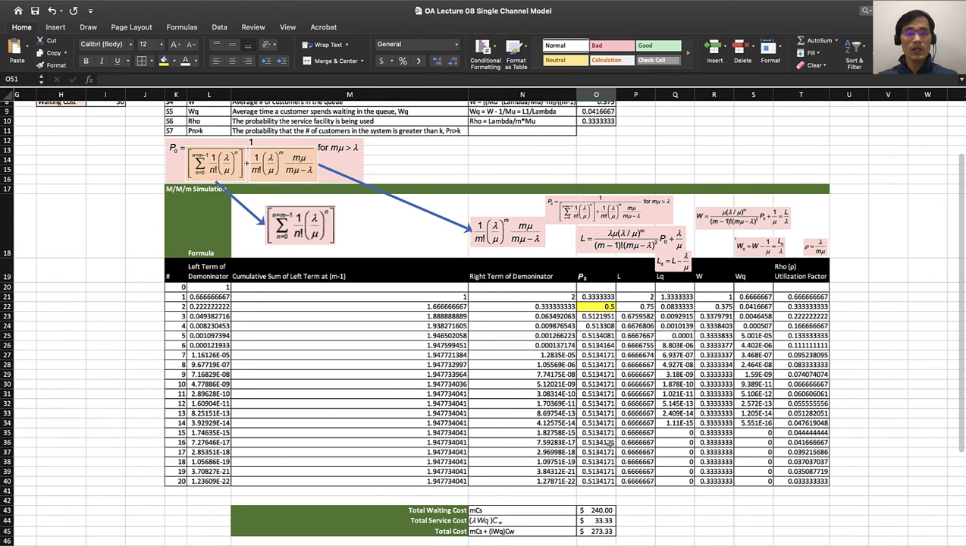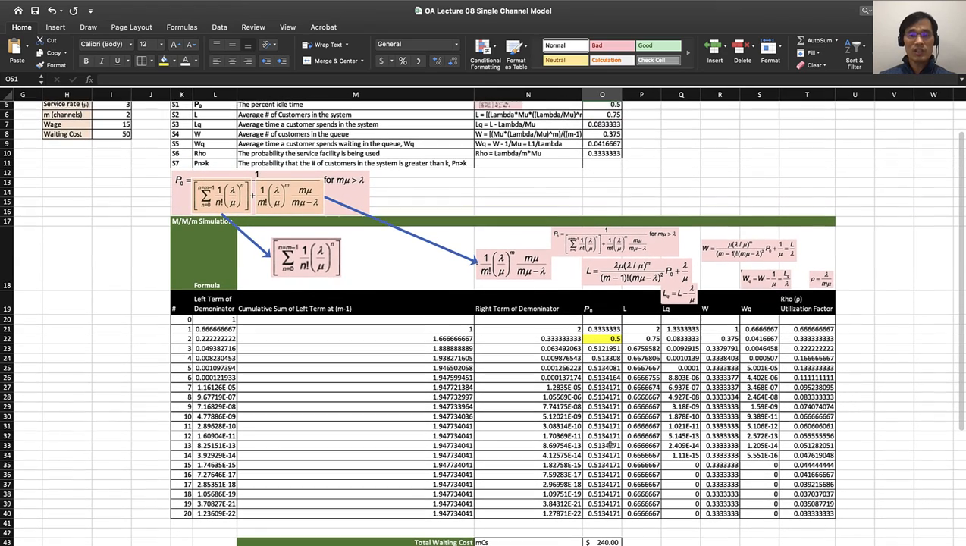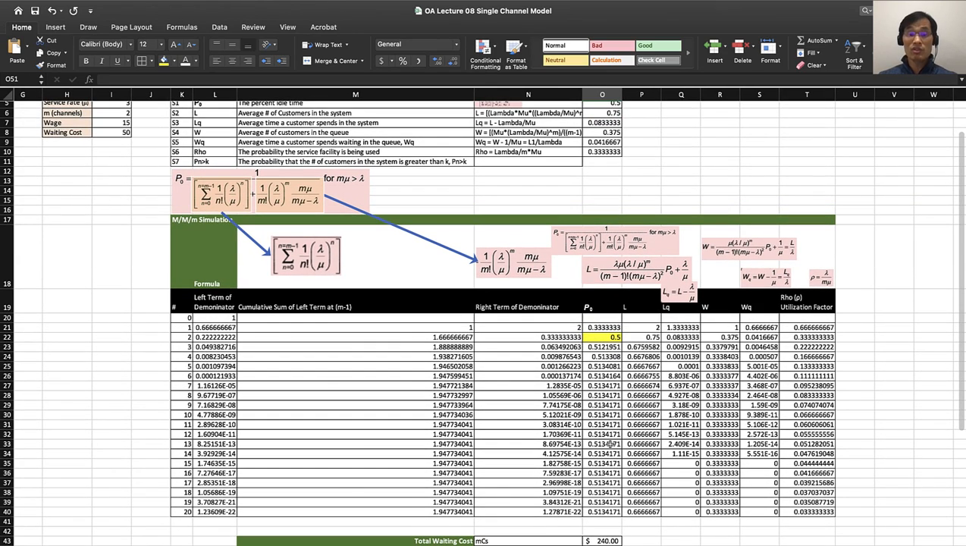So MM2 model is much more complicated calculations, and I encourage you to use this template that I created, and you don't have to struggle with it, right? So just use this one, then you don't have to struggle with entering all this data or formula into this spreadsheet. Okay.